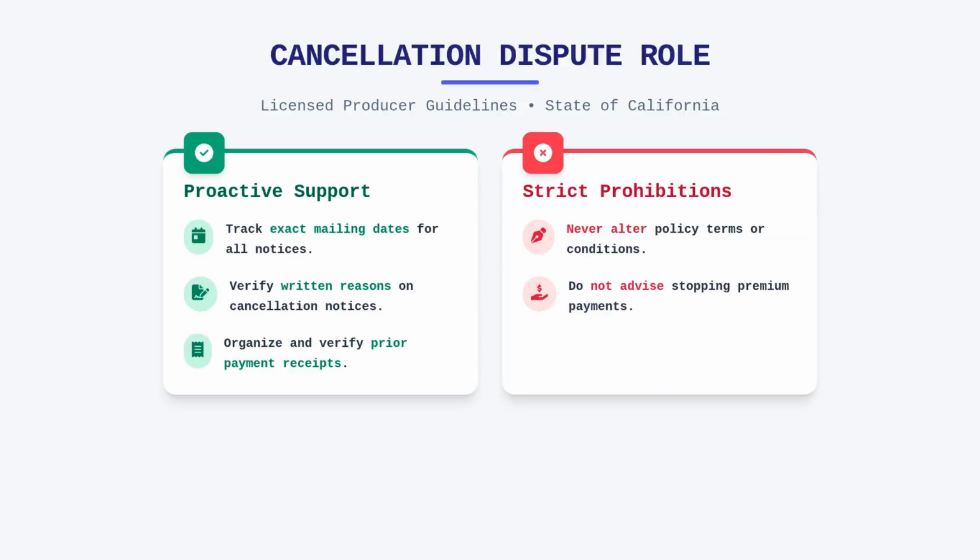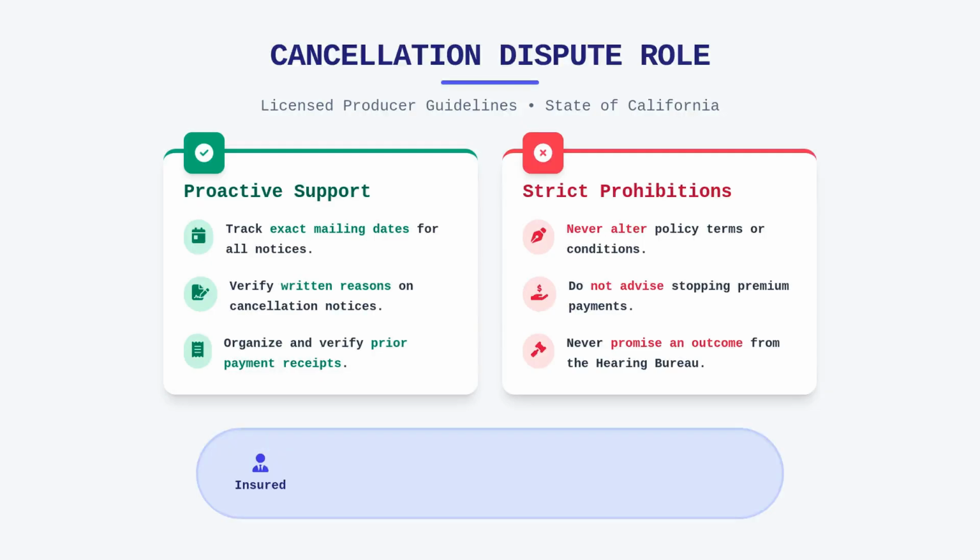However, you must never alter policy terms, promise an outcome, or advise a client to stop paying their premiums while a dispute is being reviewed by the Administrative Hearing Bureau. Your primary responsibility is to act as a clear conduit of information between the insured, the insurance company, and the California Department of Insurance, ensuring all parties remain compliant with the code throughout the entire process.